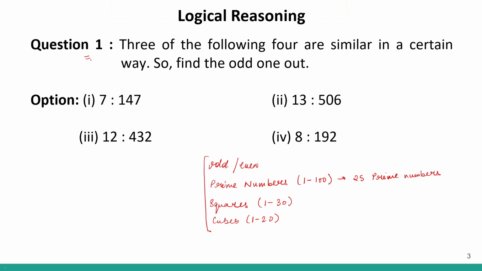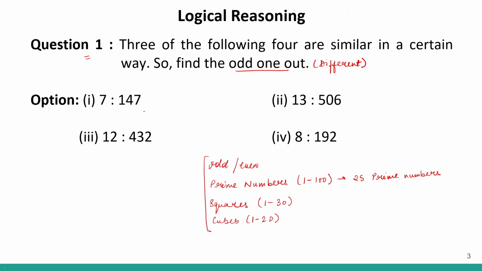In question number 1, we basically have 4 options, and out of these 4 options, one is different, which is the odd one out. Different in the sense that every option follows some pattern, but that one option does not follow the same pattern. So it is odd one out, it is different. We have to identify that option. That will be the correct option to this question.